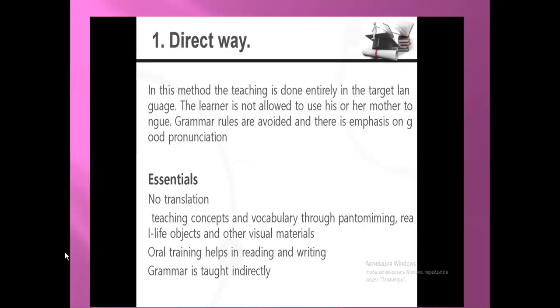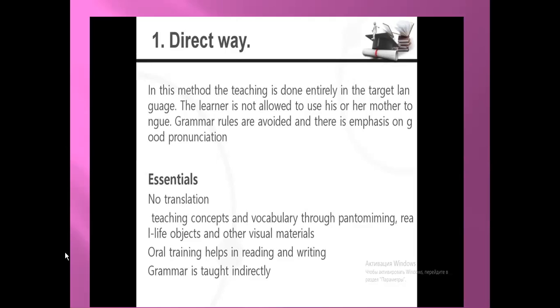The first of all is the direct method. In this method, the teaching is done entirely in the target language. The learner is not allowed to use his or her mother tongue. Grammar rules are avoided and there is emphasis on good pronunciation. There is no translation. Concepts and vocabulary are taught through pantomiming, real-life objects, and other visual materials. Oral training helps in reading and writing.